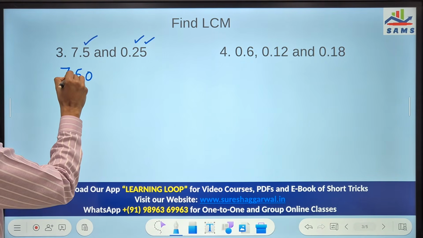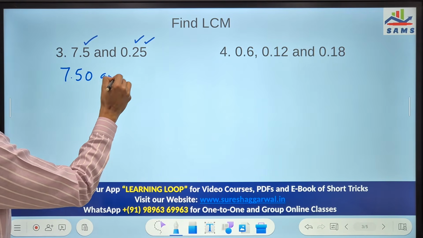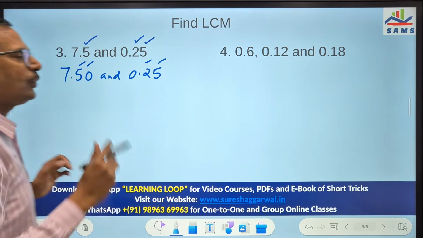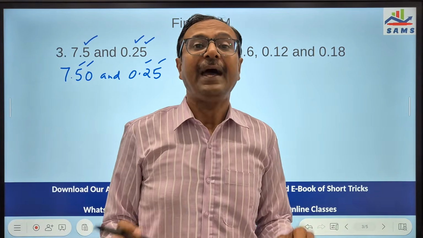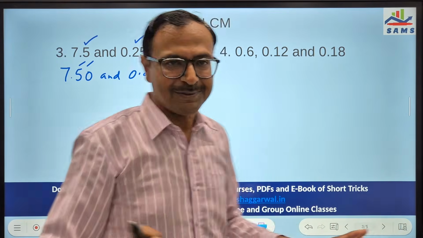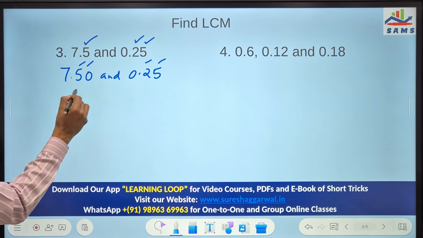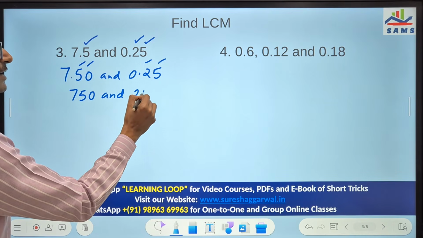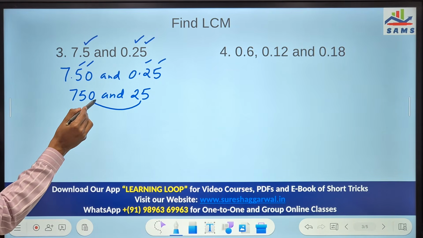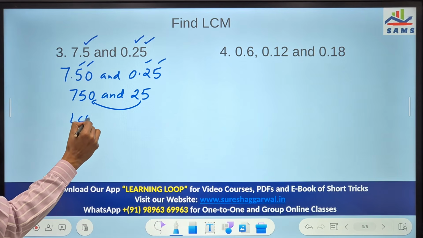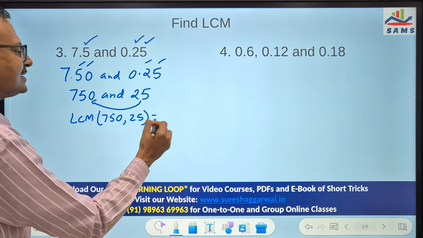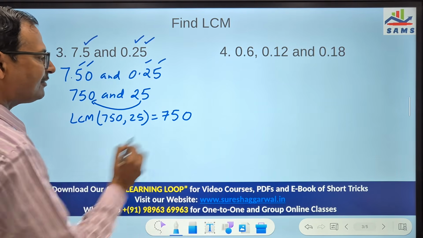Okay, and then you have the next number 0.25, which already has 2 decimal places. So I just equated the number of decimal places, and now I am going to forget the decimal. So 7.50 is 750 and 025 means 25. Now 25 divides 750 exactly. So the LCM of 750 and 25 is 750 itself.